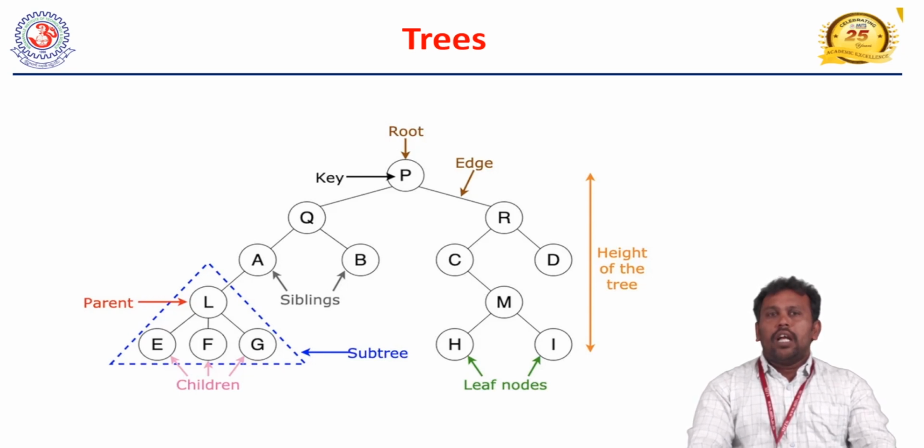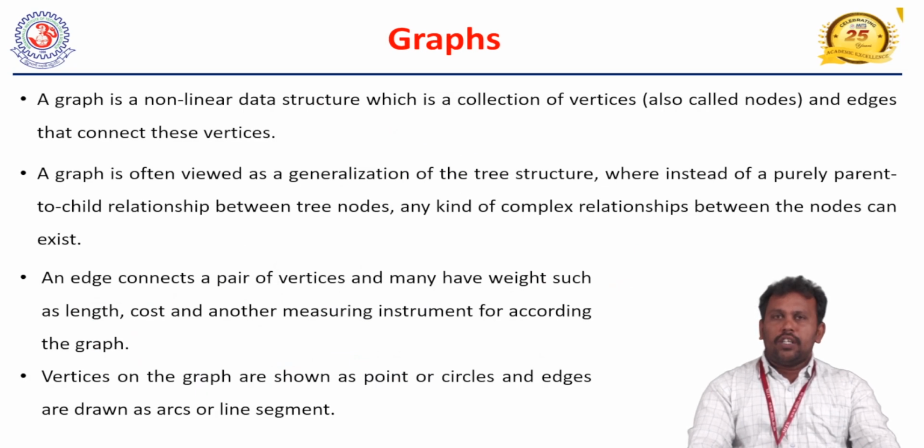Here L is the parent of E, F and G, and M is the parent of H and I. Here the leaf nodes are there. A leaf node means a node that doesn't have any child. So this is the tree structure, and next one is graphs.